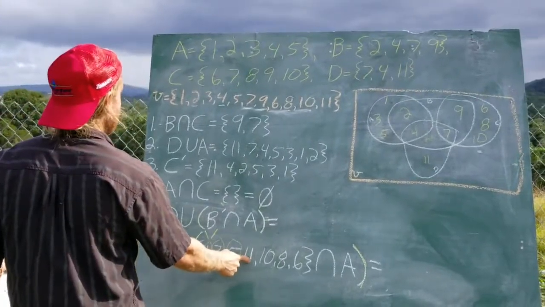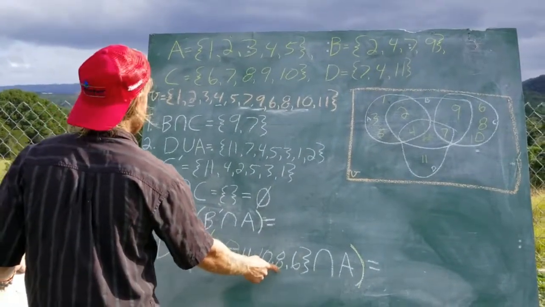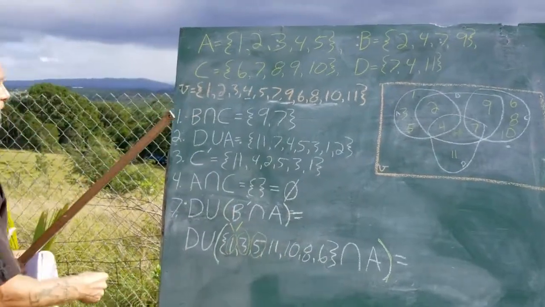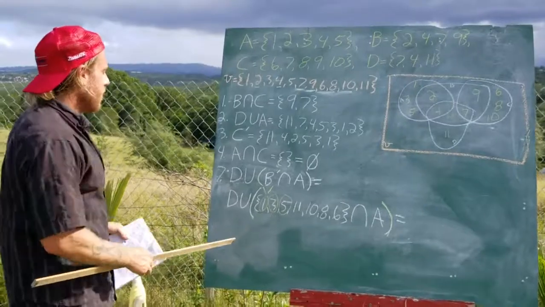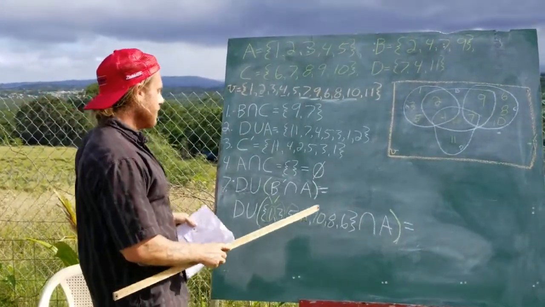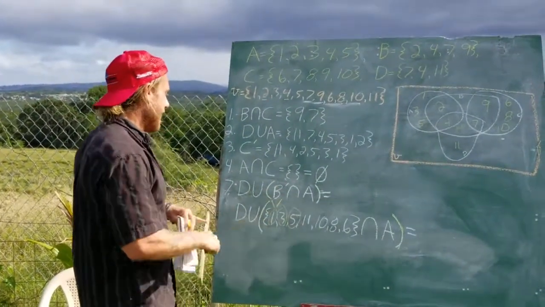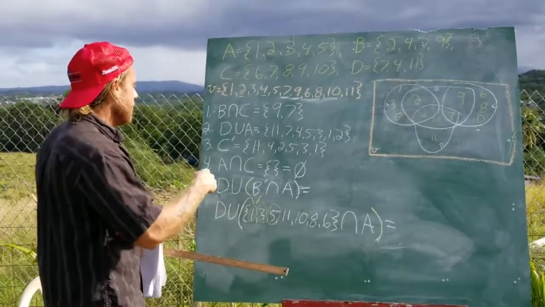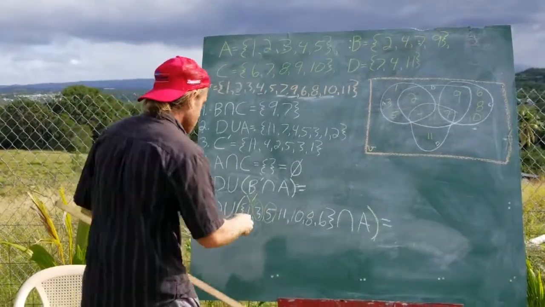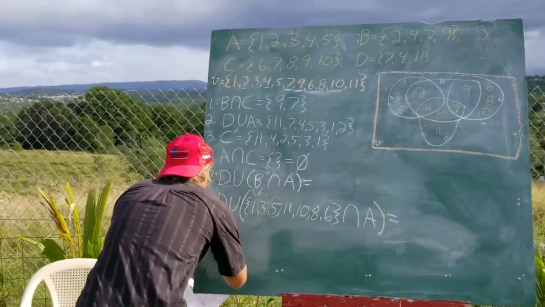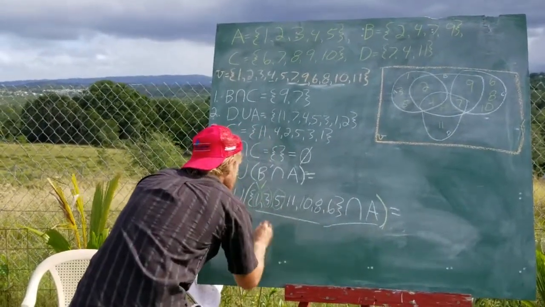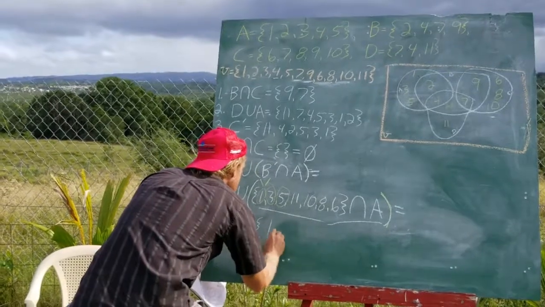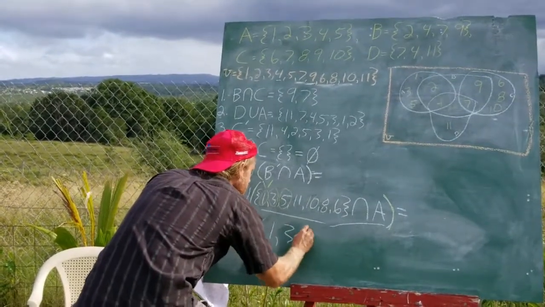All right, and let's just continue down and checking here. Is there an 11 in A? No. A 10 in A? No. An 8? No. And a 6? No. So elements 1, 3, and 5 are the elements that are common, or the intersection of B prime and A, where all the elements are not in B and in A. So this becomes a set 1, 3, 5.